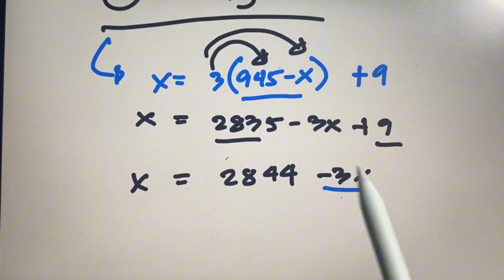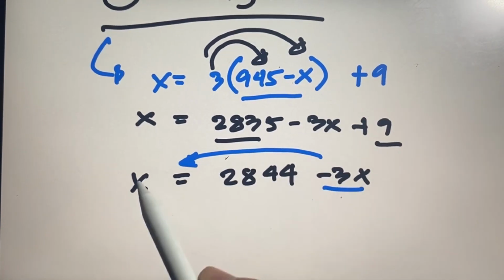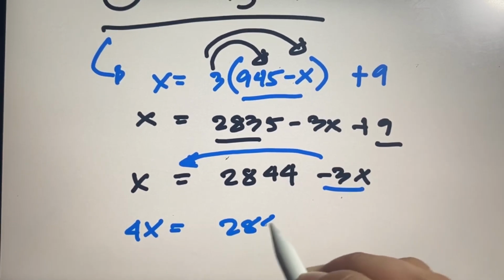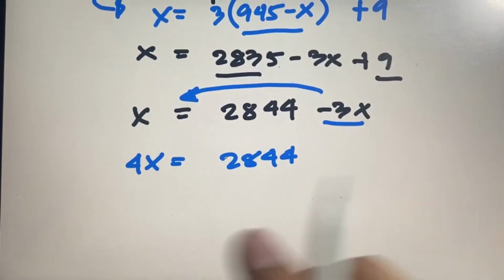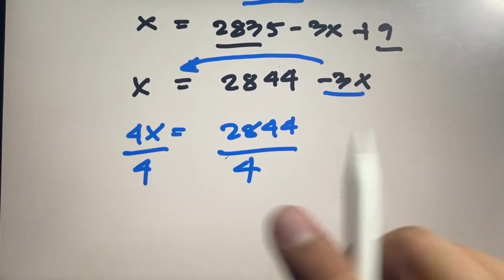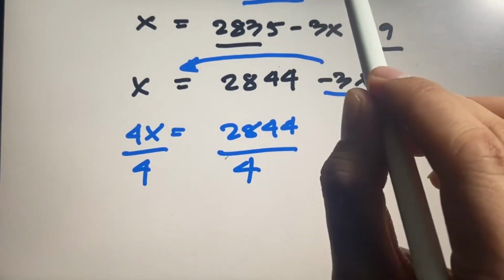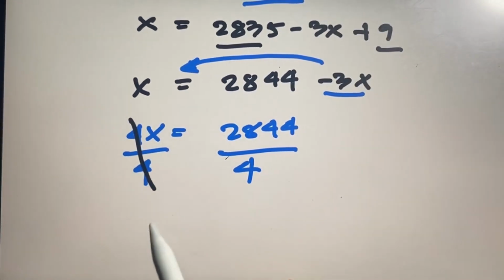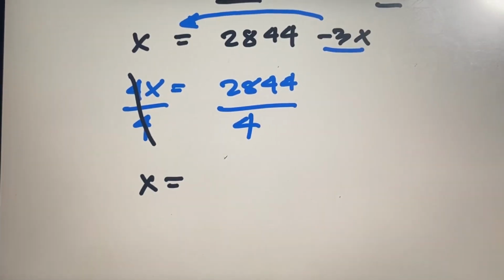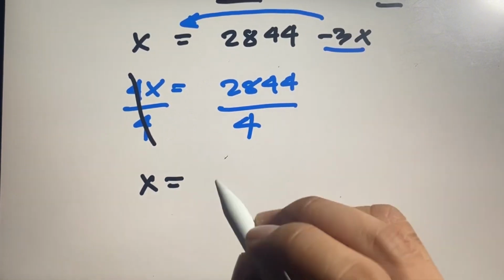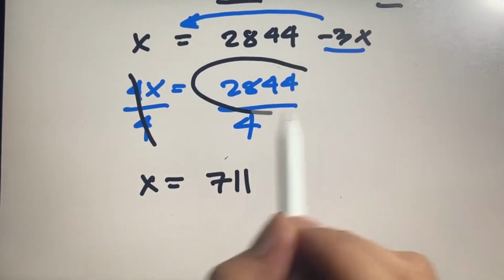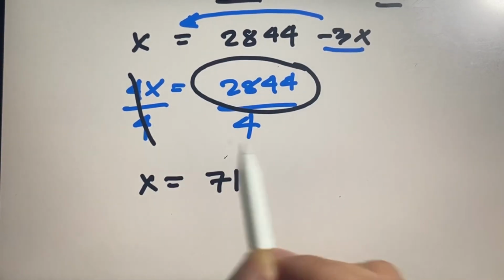So here, we could transpose this to the other side, making x plus 3x. That would be equal to 4x is equal to 2,844. And this one, we could eliminate to extract the value of our x here. So we will have x on the left side, and on the right side is 2844 divided by 4, and you will have an answer of 711 because 2,844 is divisible by 4.